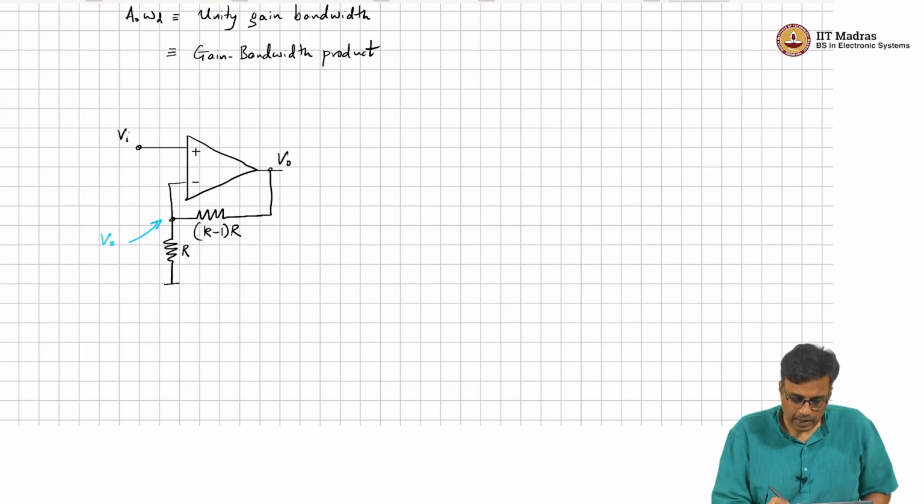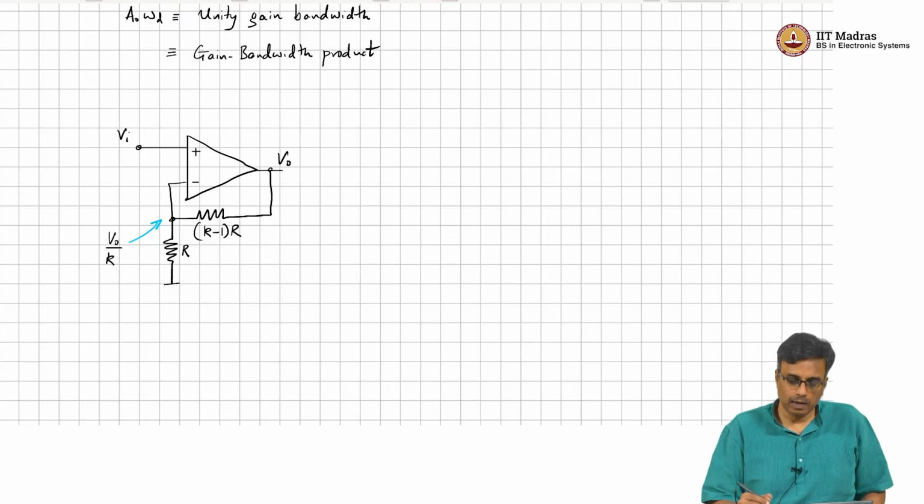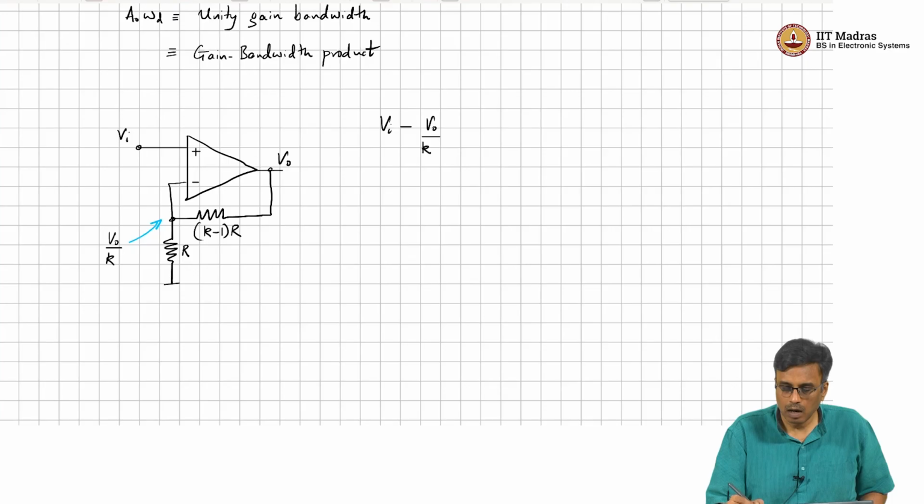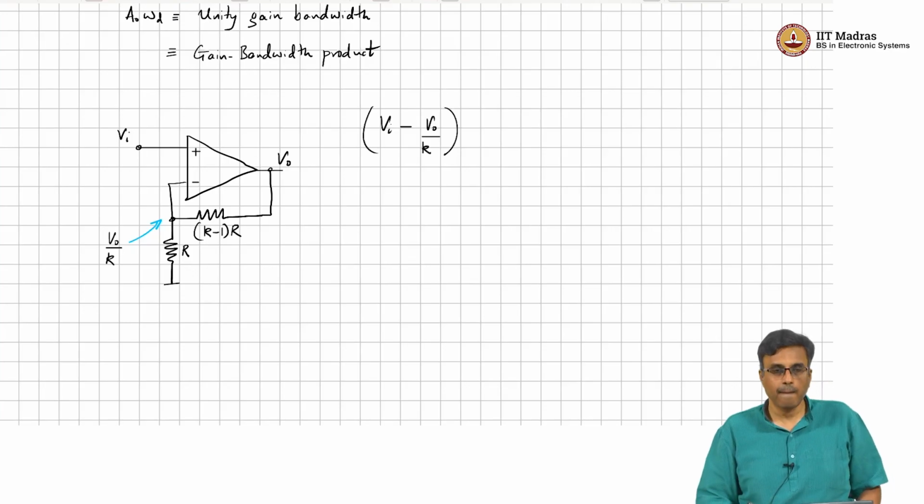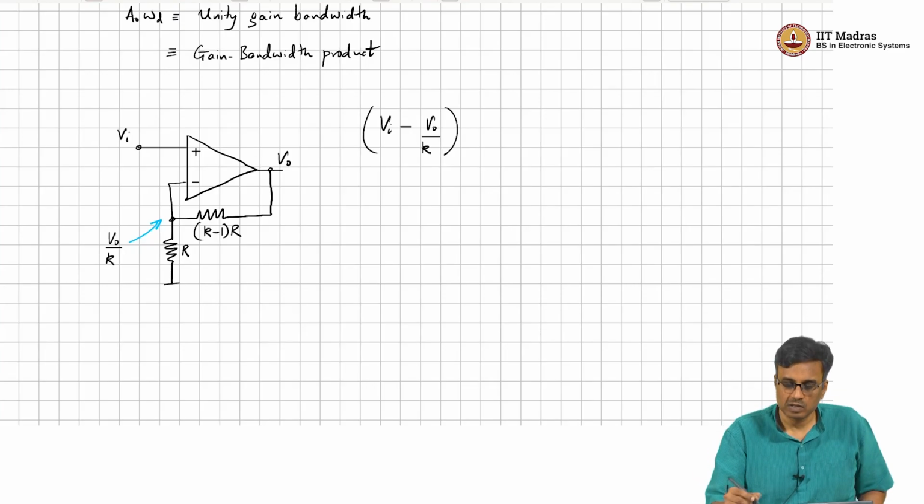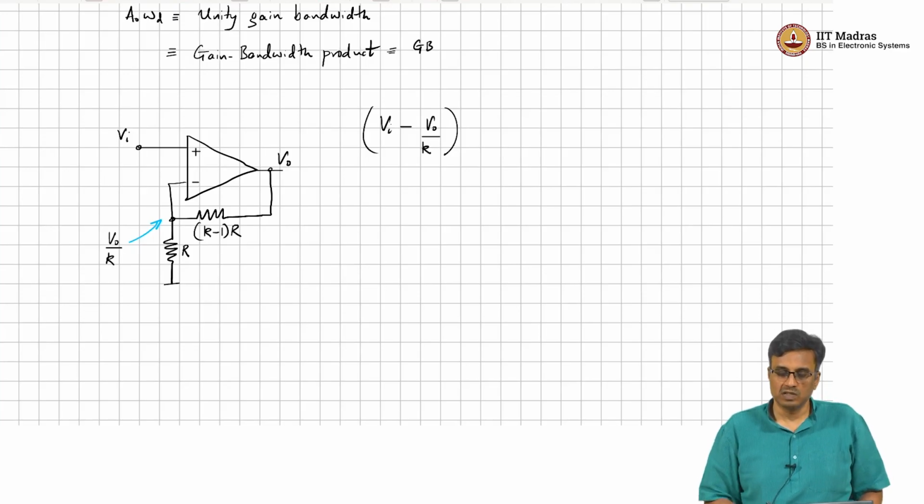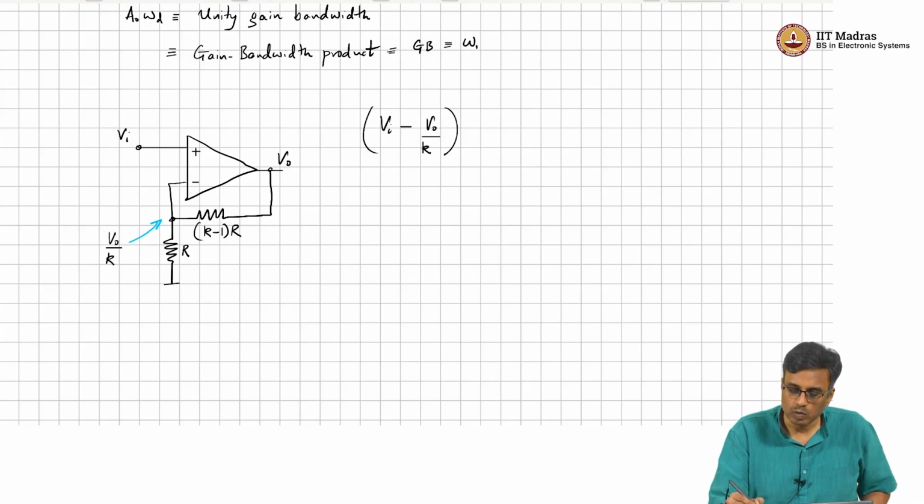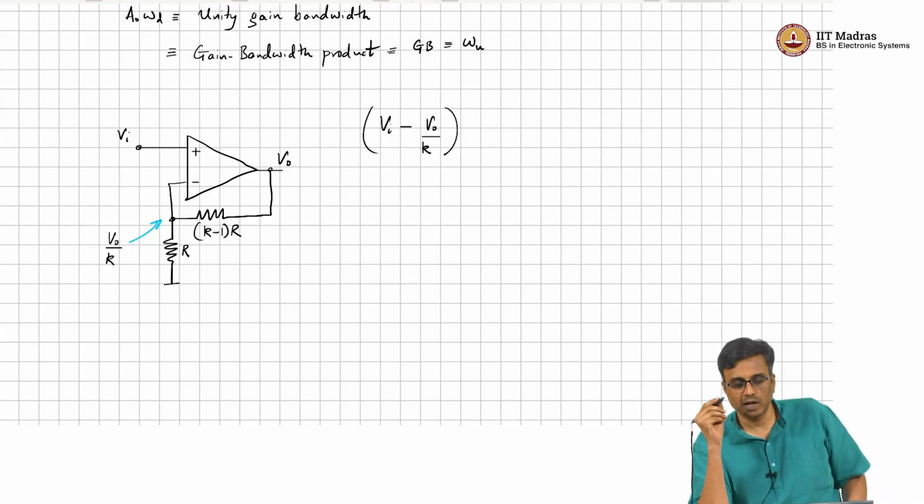It is still V naught by K, and so therefore (V I minus V O) by K multiplied by A naught by 1 plus... This gain bandwidth product is also called GB, also called omega u. Omega sub u basically stands for unity gain frequency, GB stands for gain bandwidth product.